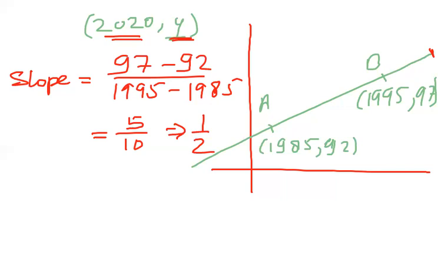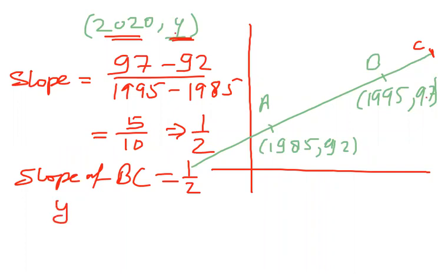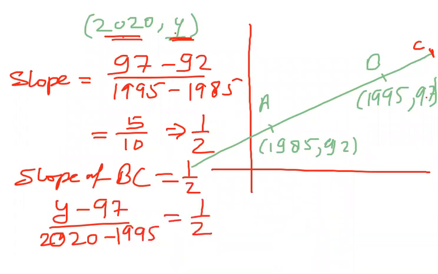Now same with the slope of the points B and C. I have told you, for a particular line, slope will be same. So it will be 1 by 2. And this will be y minus 97 upon x2, 2020 minus 1995 equals 1 by 2. Now you will be able to calculate the value of y.